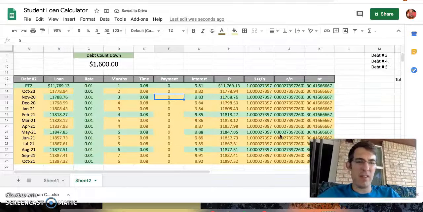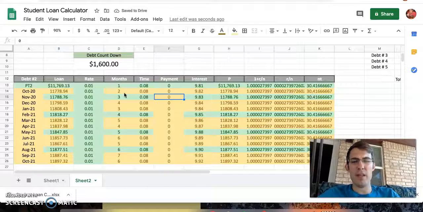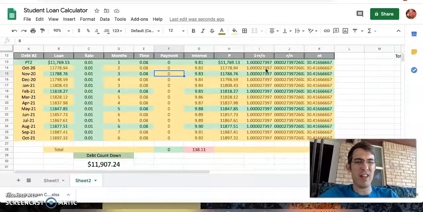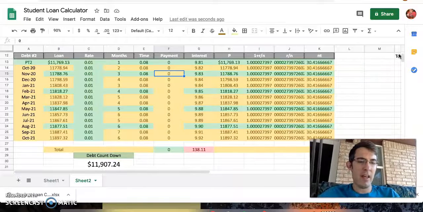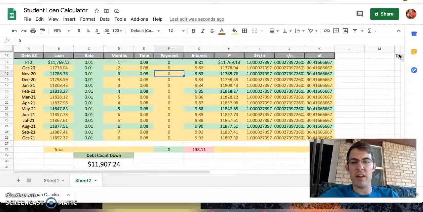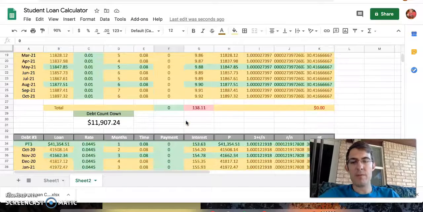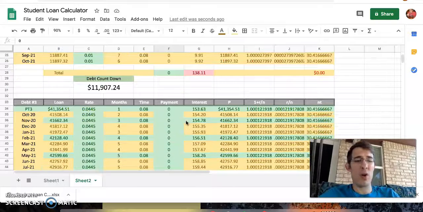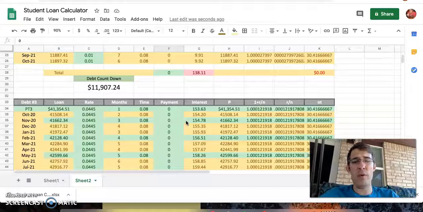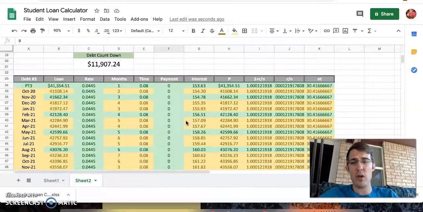And basically all this jumble is just the formula to make everything work. I could hide it off in the distance, but I just like having it right there. It doesn't bother me. So next is one part of my student loans.